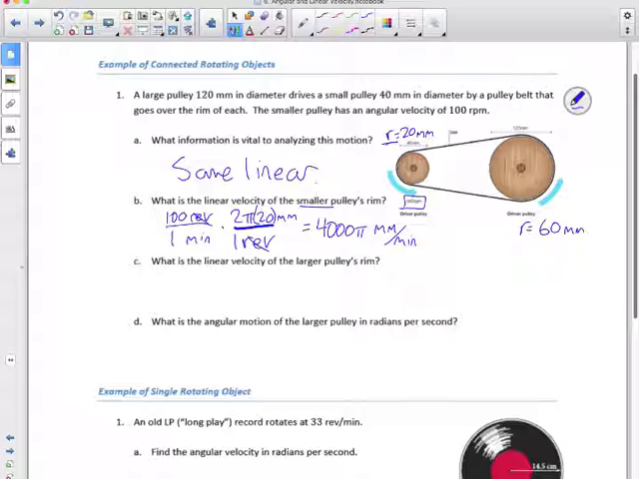Now, since the smaller pulley and the larger pulley have the same linear velocity, the answer to the next question is very easy. It says, what is the linear velocity of the larger one? Well, it's the exact same thing.